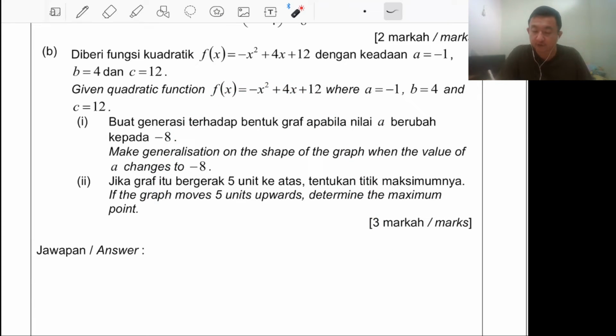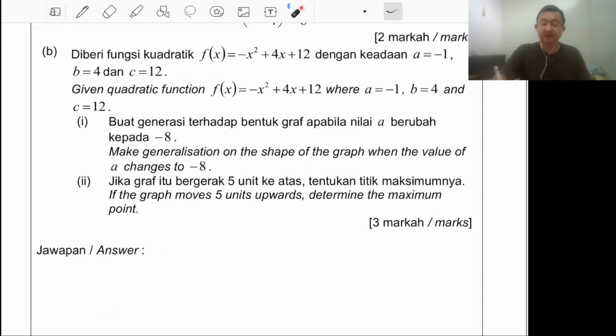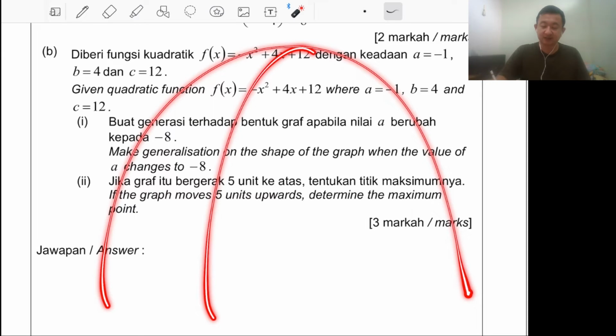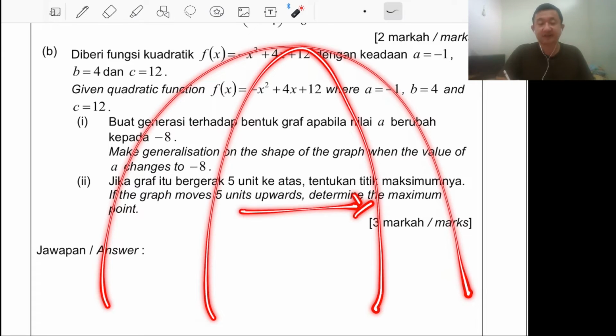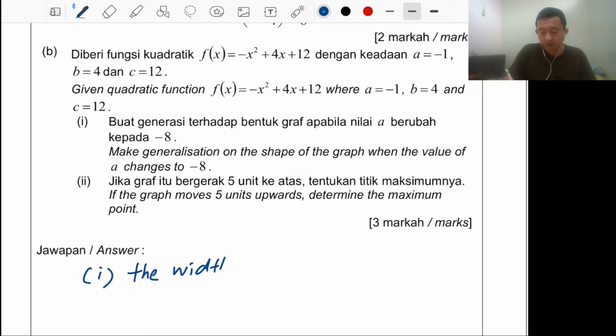And when you change the value from 1 to 8, the value is getting bigger, then the shape of the graph is getting narrower, meaning the width of the graph is decreasing. If this is the original graph, now the new graph should be something like this. The width is decreasing or it's getting narrower. So you have to make generalizations, so you have to write in sentences. You can go for the width of the graph is decreasing.